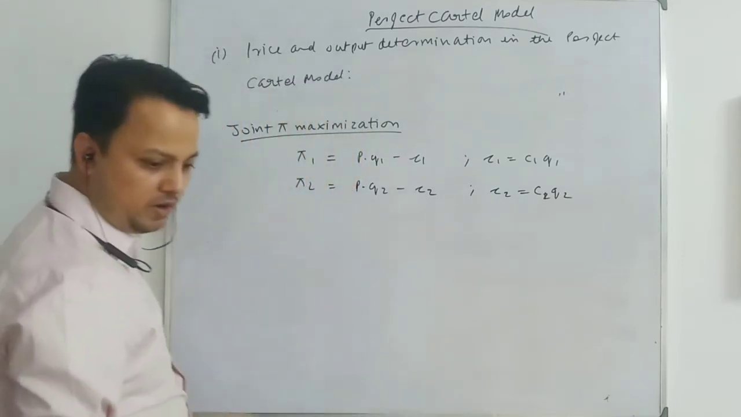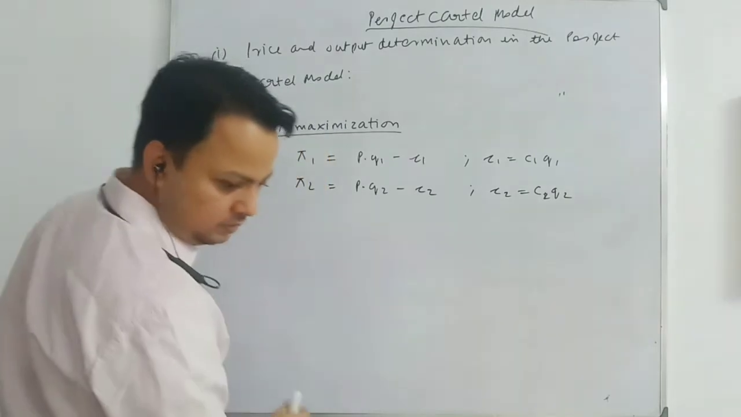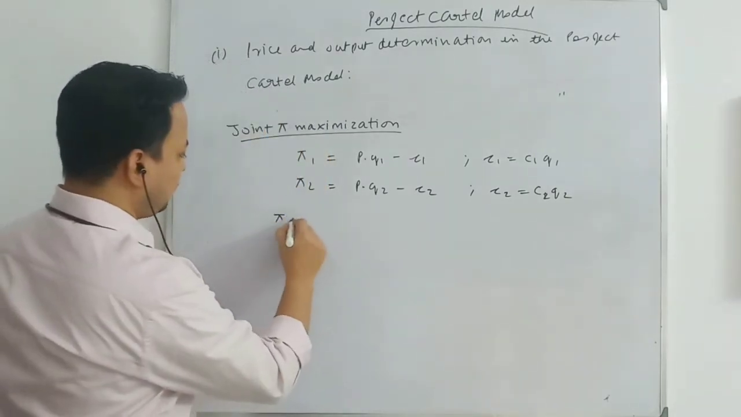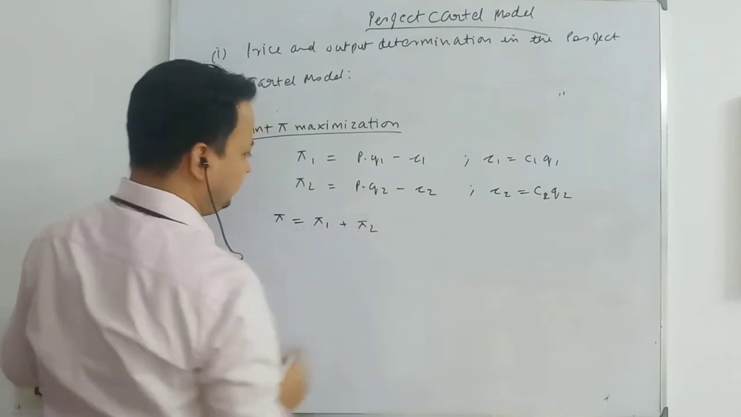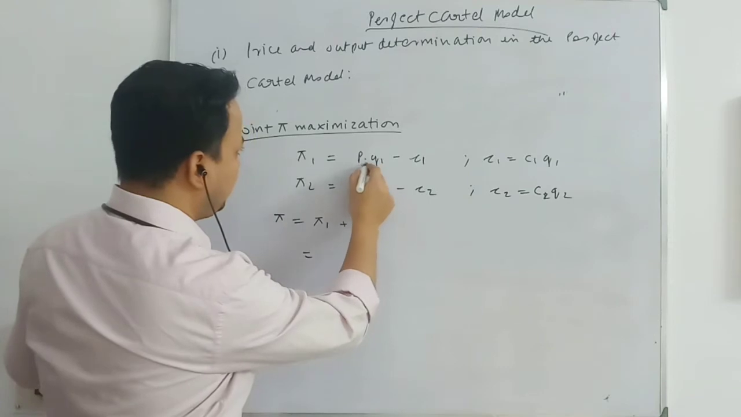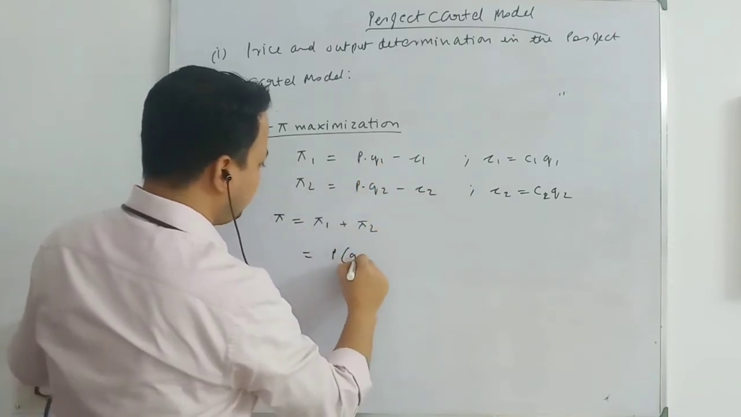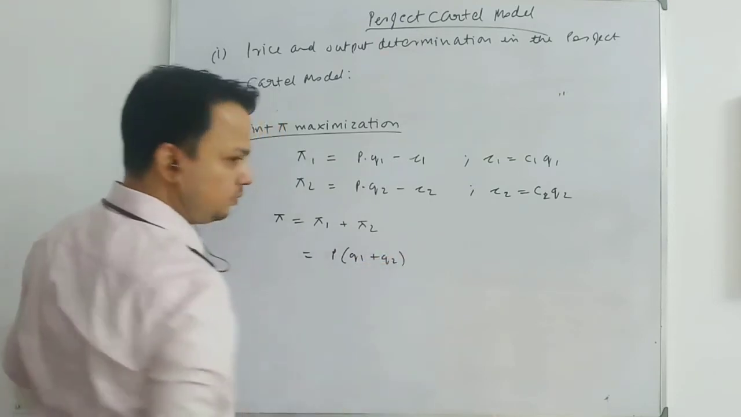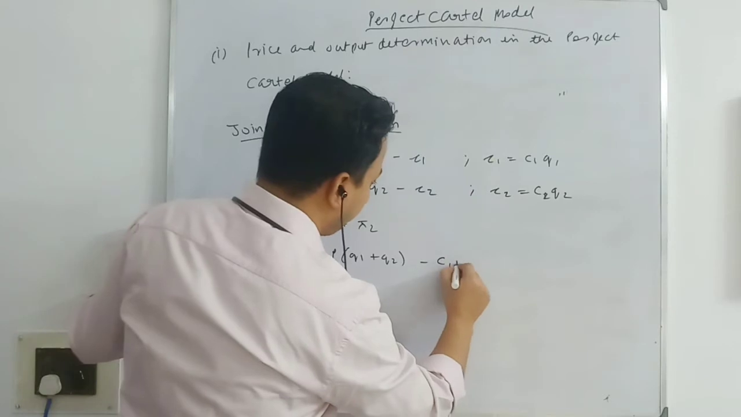Now I have to maximize the joint profit. So the profit is the profit of firm 1 plus the profit of firm 2. Write this equation: the profit of firm 1 is PQ1 minus c1, and of firm 2 is PQ2 minus c2. So P will be common, times Q1 plus Q2. Then write the cost function, minus c1 plus c2.